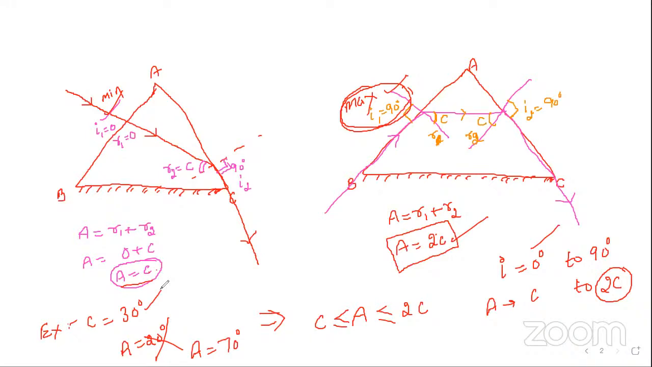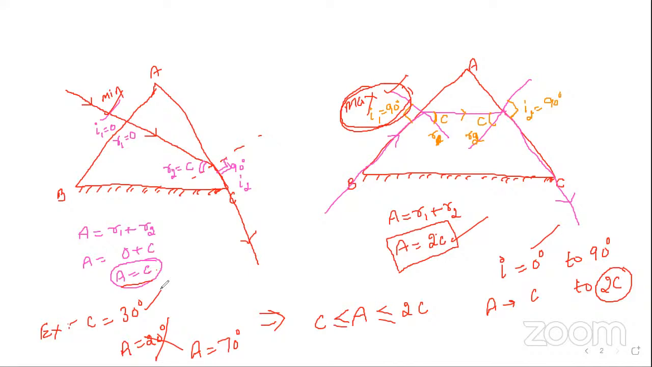Are you getting my point? So please remember, for any particular prism, the angle of the prism must always lie from the critical angle to twice the critical angle. Got it?